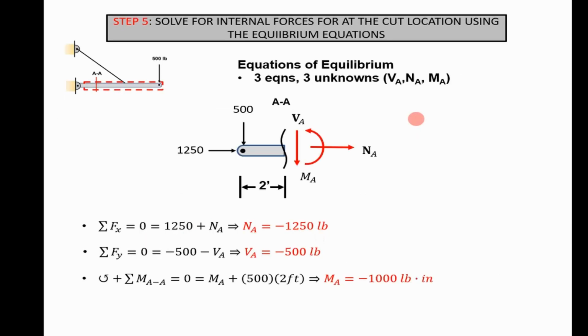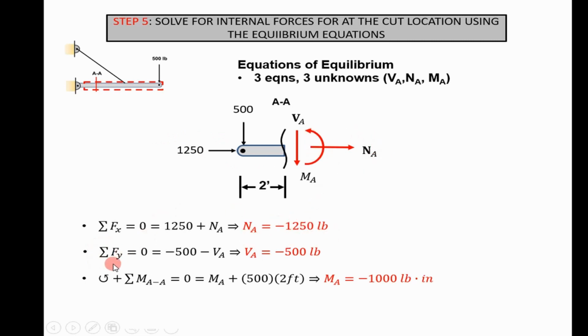Once you solve for the external forces, now step 5 is to solve for the internal forces at the cut location using the equilibrium equations. So we have 3 unknowns: our shear force, our normal force, and our moment. And so we quite simply just, it should be clockwork by now, apply our equilibrium equations. In this case, the first one I apply is the equilibrium equation in the x direction. So it consists of this force component and the normal force, and I get this result.